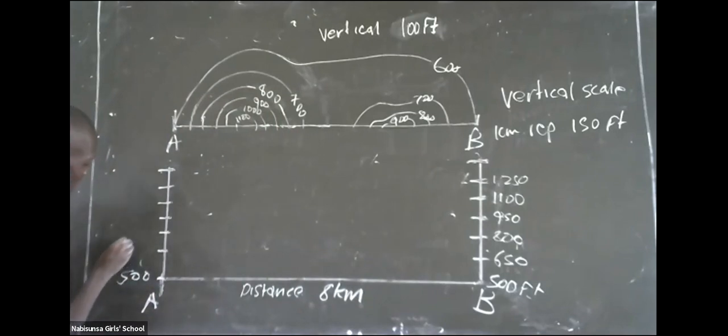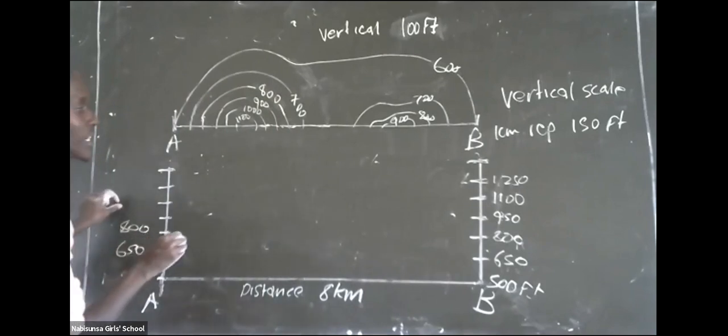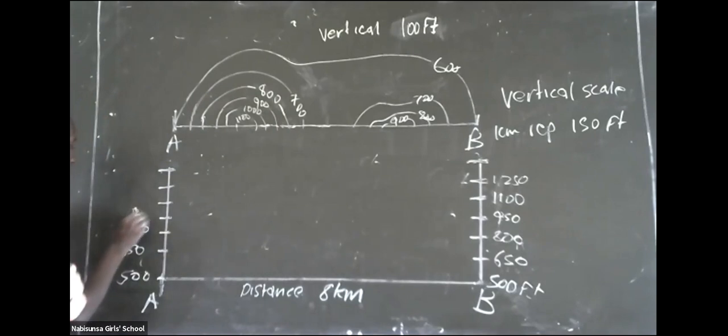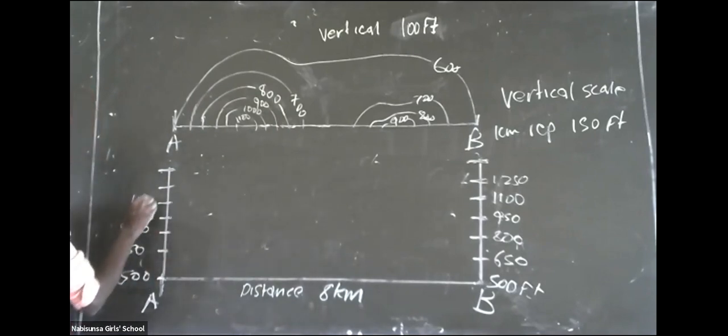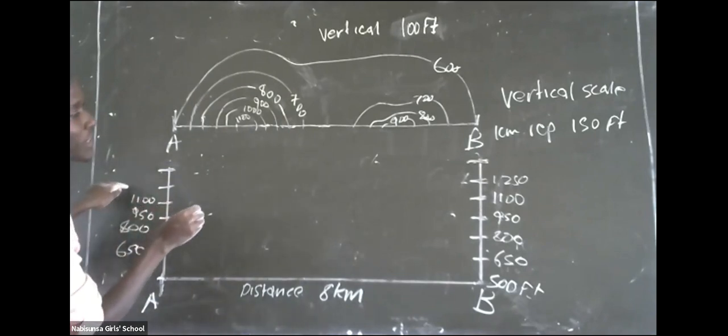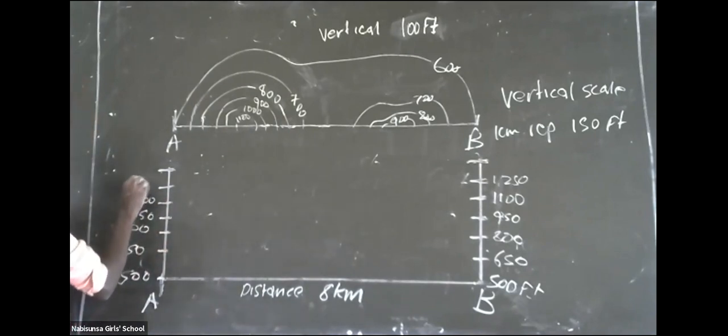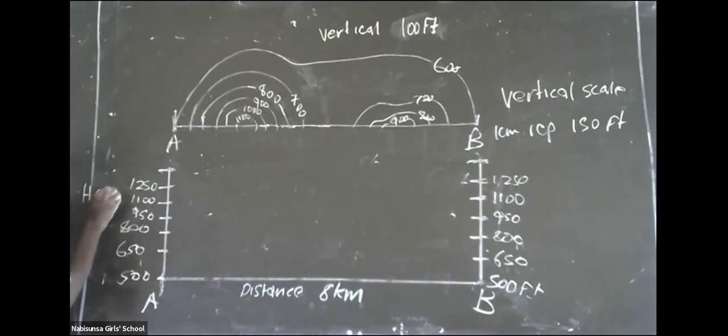Here 650. Then here you write 800. Then here you write 950. Then here you write 1,100. Then here you write 1,250. Then here, what do we write here? Here you write and say height in feet.